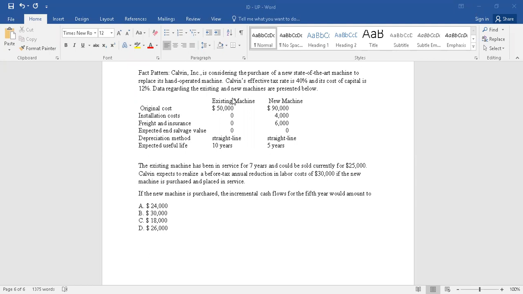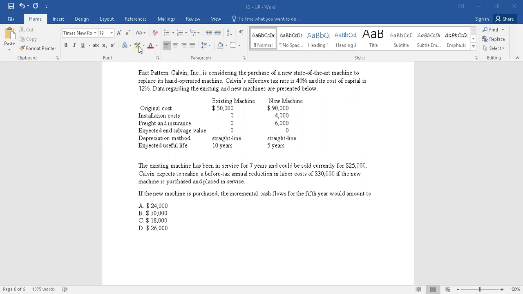So we have the details about the existing machine and the new machine: the original cost of these two machines, installation charges, freight and insurance, expected end salvage value, and then the depreciation method that is used. For both cases, we have the straight line method. Expected useful life is 10 years for the existing machine, and 5 years for the new machine. The existing machine has been in service for 7 years and could be sold currently for 25,000. Calvin expects to realize a before tax annual reduction in labor costs of 30,000.